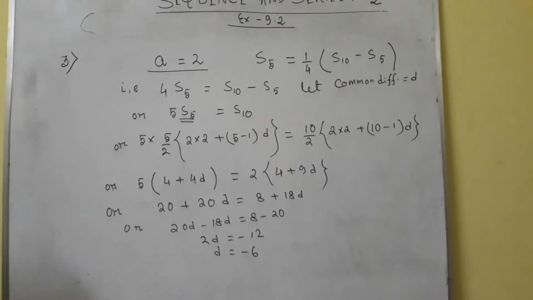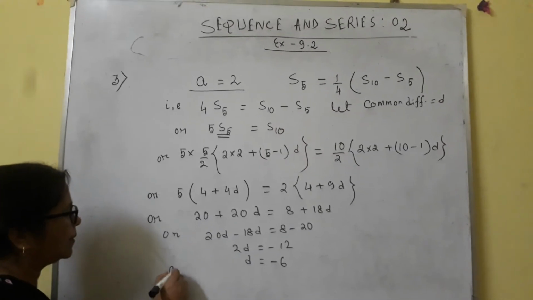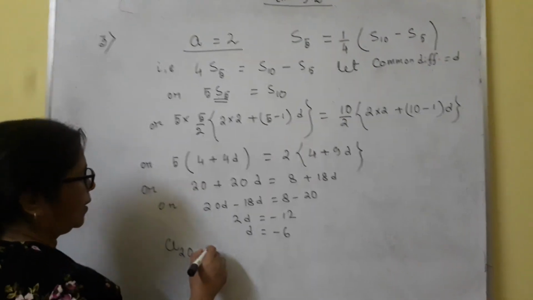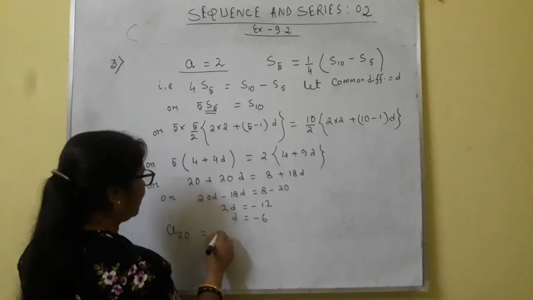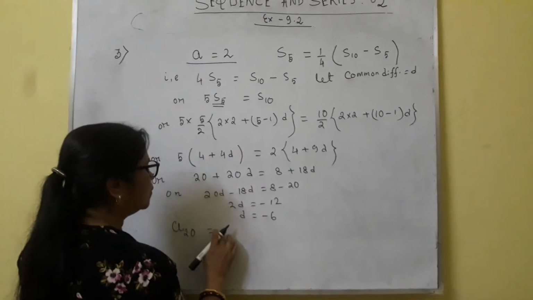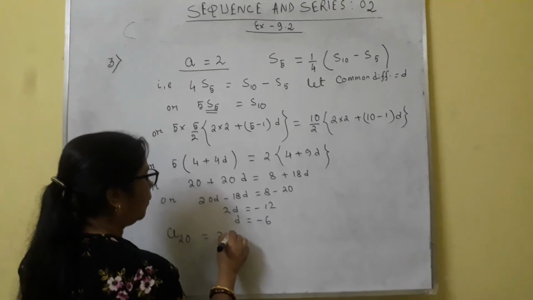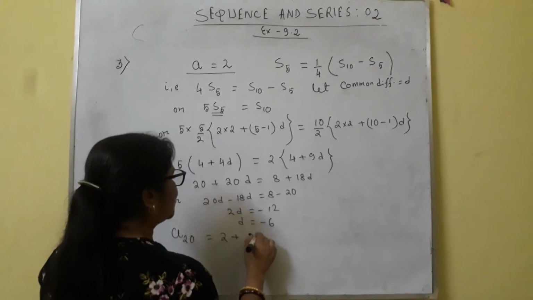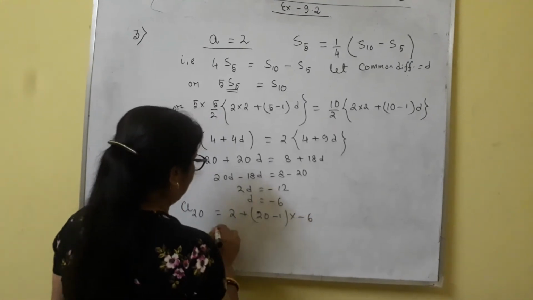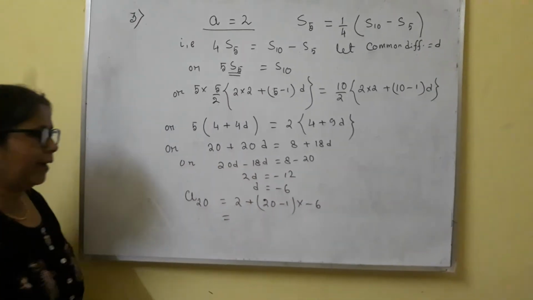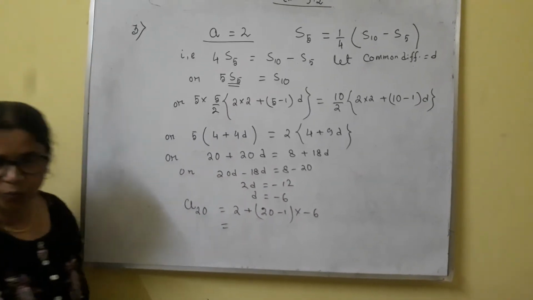Now what you have to find out is the 20th term, A20. That is the value of A, 2, plus (n minus 1), that is 20 minus 1, into minus 6. Simplify and you will get the answer minus 112, which is given.